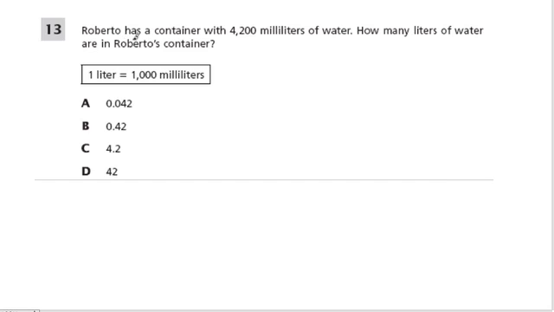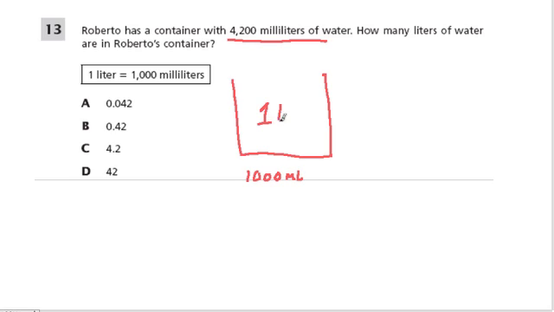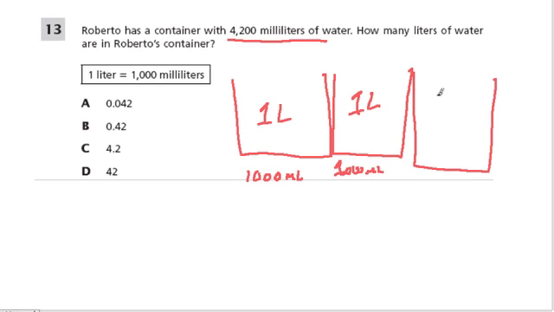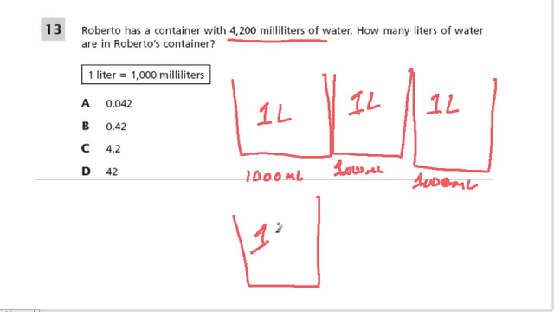So here we converted and then just subtracted. So here we have Roberto with a container of 4,200 milliliters of water. How many liters of water is this? Well, every 1,000 milliliters makes 1 liter. So we have 4,200 milliliters. Another 1,000 milliliters will make another liter. And now we have 2,200 milliliters left. Another liter is made from another 1,000 milliliters, and then another liter is made from another 1,000 milliliters.